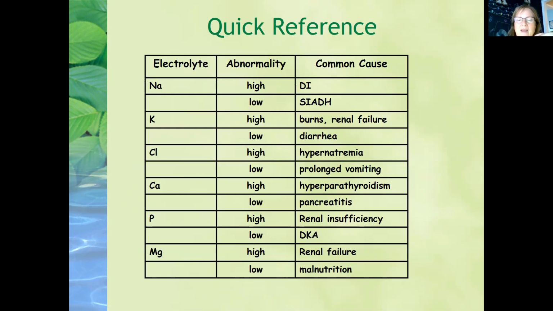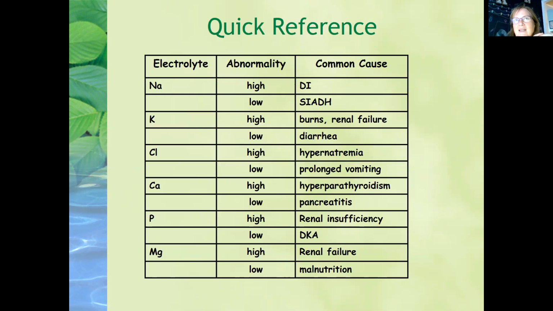Phosphorus, high levels typically with renal insufficiency. So when our kidneys are not working appropriately, we see high phosphorus, and low when we have diabetic ketoacidosis. So in that process of buffering, remember I said that bicarb and phosphorus are associated with buffering, or with your acid-base balance. In that process of buffering, when we have diabetic ketoacidosis and we are acidotic, we use up our phosphorus, we end up with a low phosphorus level.